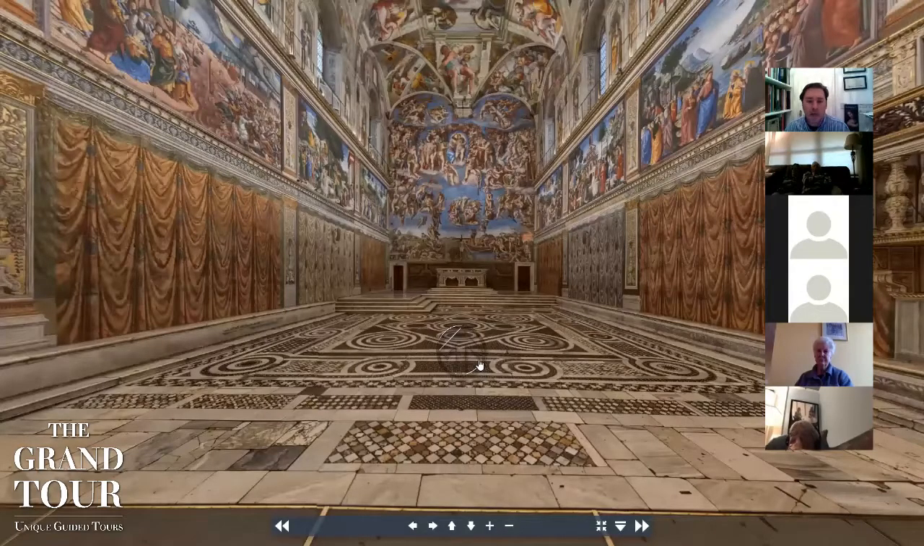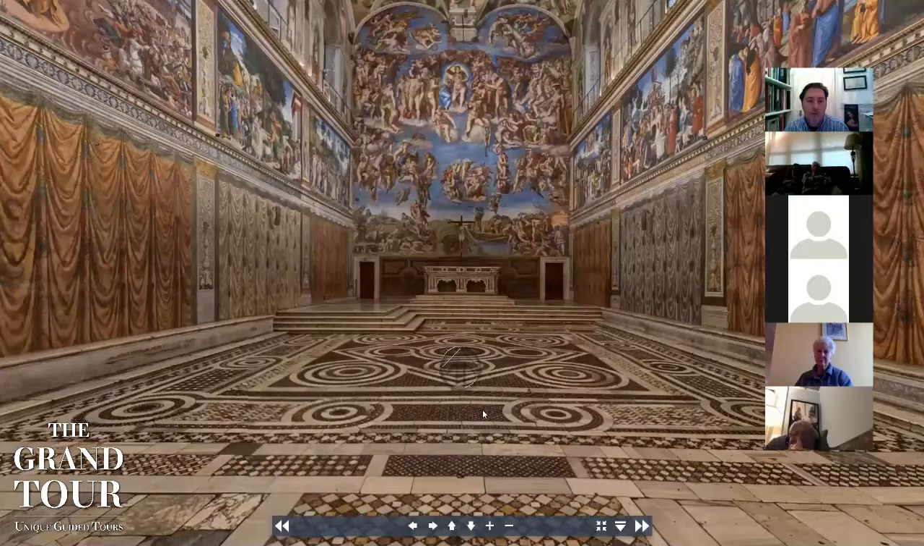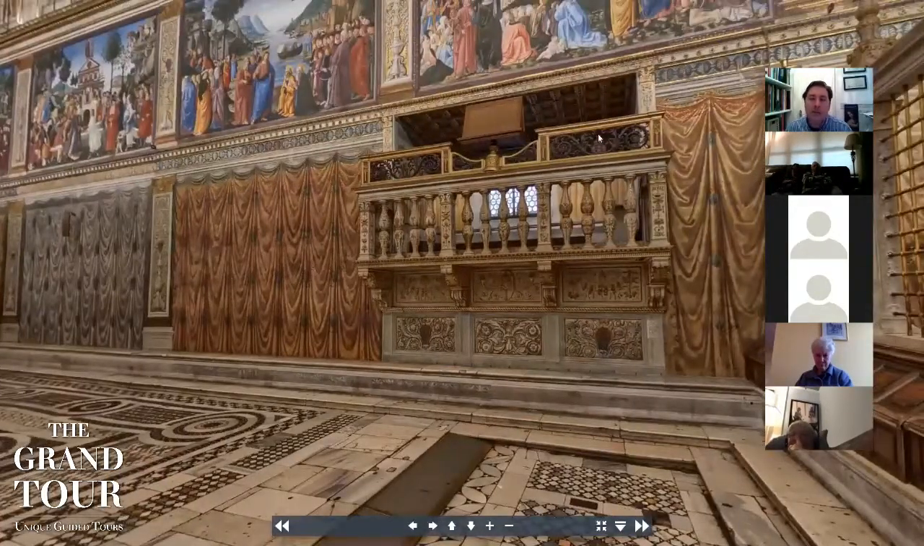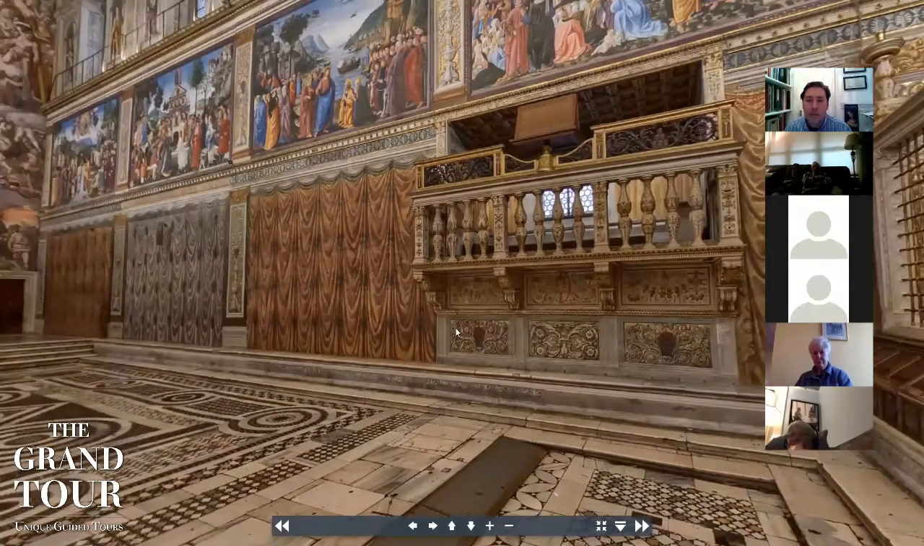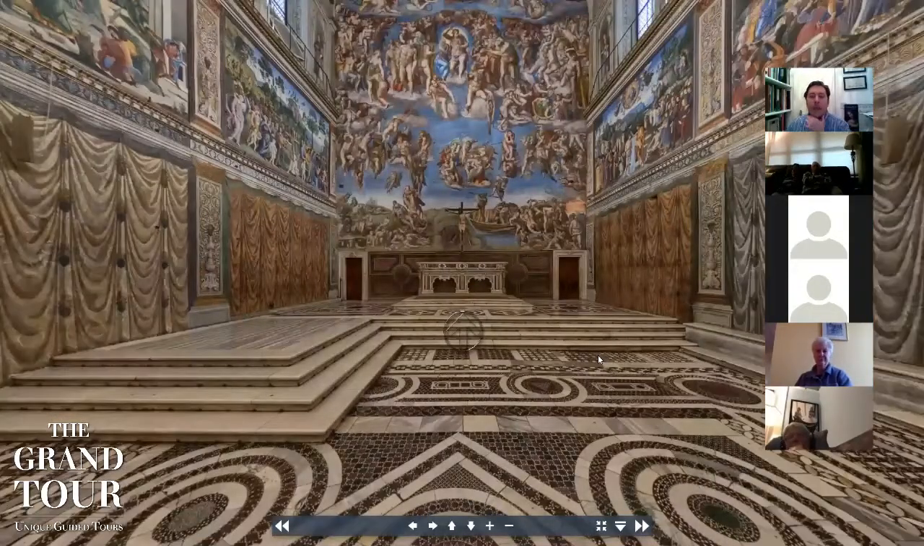Now, there is a beautiful Cosmatesque floor, the floor of the Roman marble masters, and of course this is the Cantoria, the place where the singers of the choir sing. The Sistine Chapel also has a choir of what they call white voices, young children that sing for the chapel.